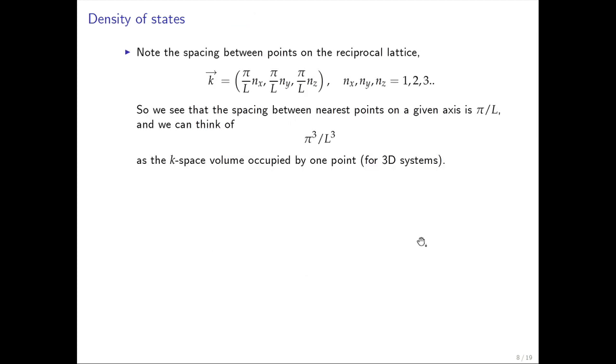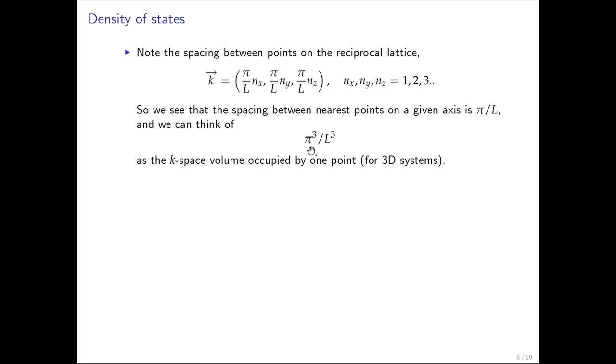Right, okay. So now, if you think about this, the spacing between points in this reciprocal lattice, this is like my three coordinates on my reciprocal lattice. We see the spacing is basically pi over L between nearest points on the given axis, right? So the closest points are separated by a distance in reciprocal space, which is pi over L. Of course, in reciprocal space, this so-called distance in this lattice has units of 1 over distance. It's a reciprocal lattice.